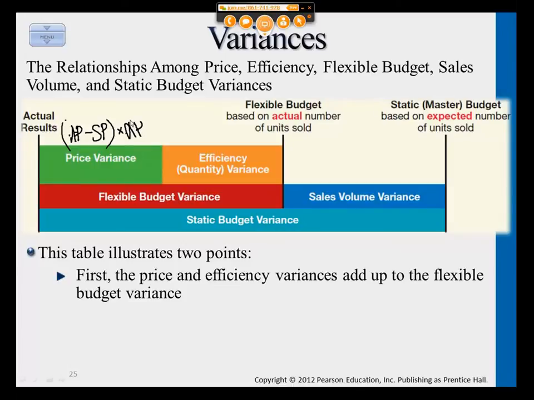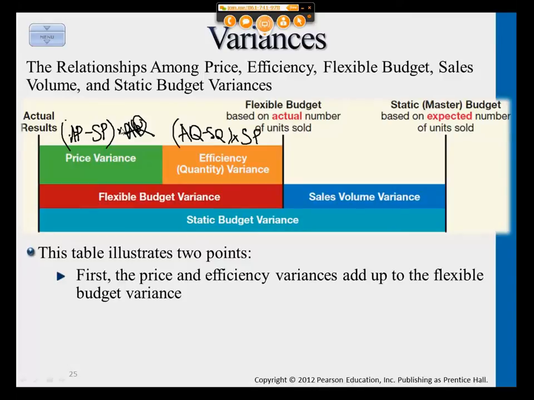Okay. Now what is my efficiency? What's the difference between efficiency? That's quantities, right? All the quantities. So it's actual quantity minus standard quantity, and we multiply it by standard price. Okay? So if you add those two up, it's your flexible budget variance. Oh, I'm sorry. I meant quantity. Yeah, and it's an A.